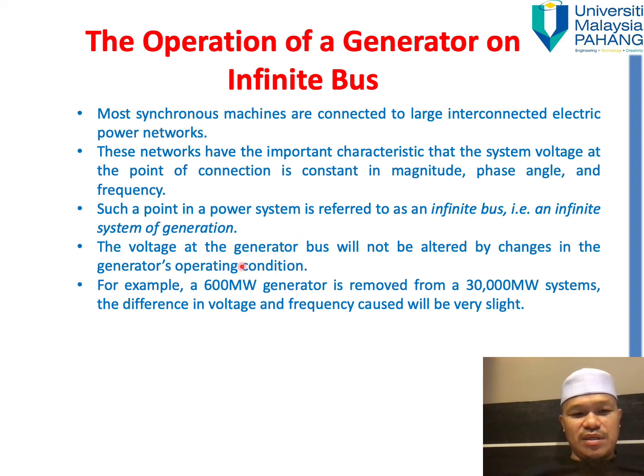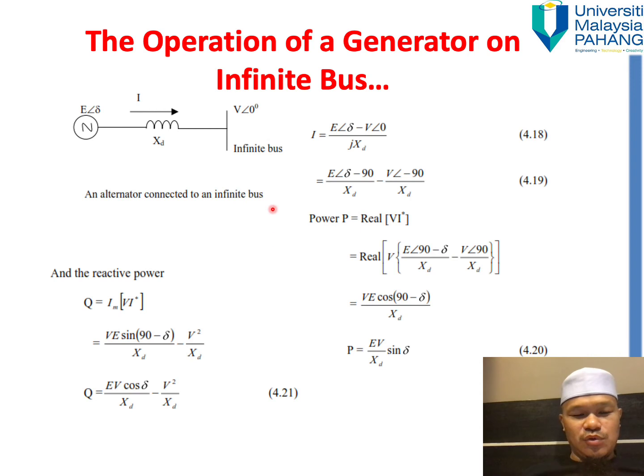The voltage at the generator bus will not be altered by changes in the generator operating condition. For example, if a 600 megawatt generator is removed from a 30,000 megawatt system, the difference in voltage and frequency caused is very slight. So this is what we talk about when we connect the generator with the infinite bus.